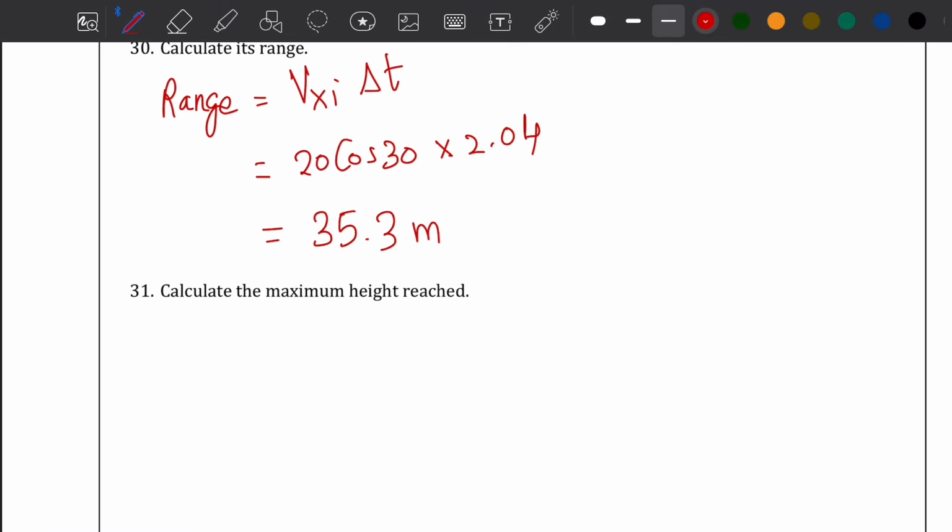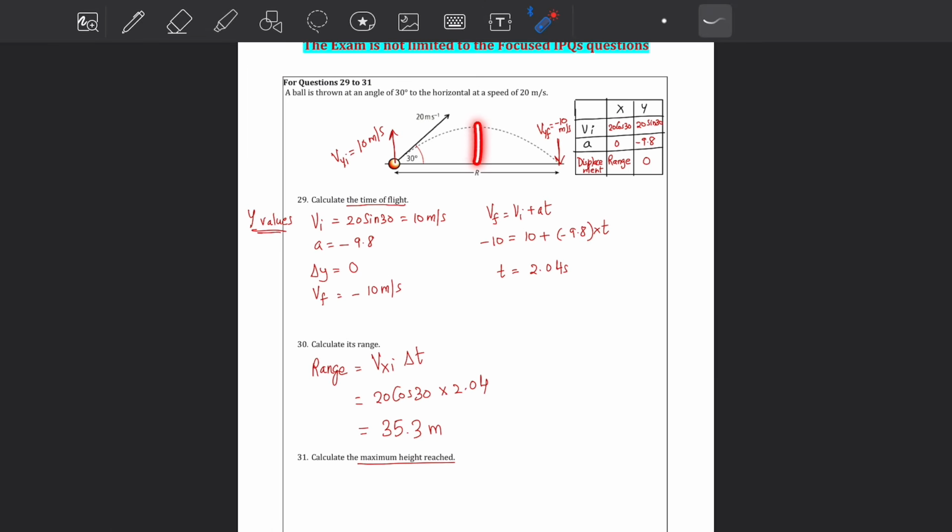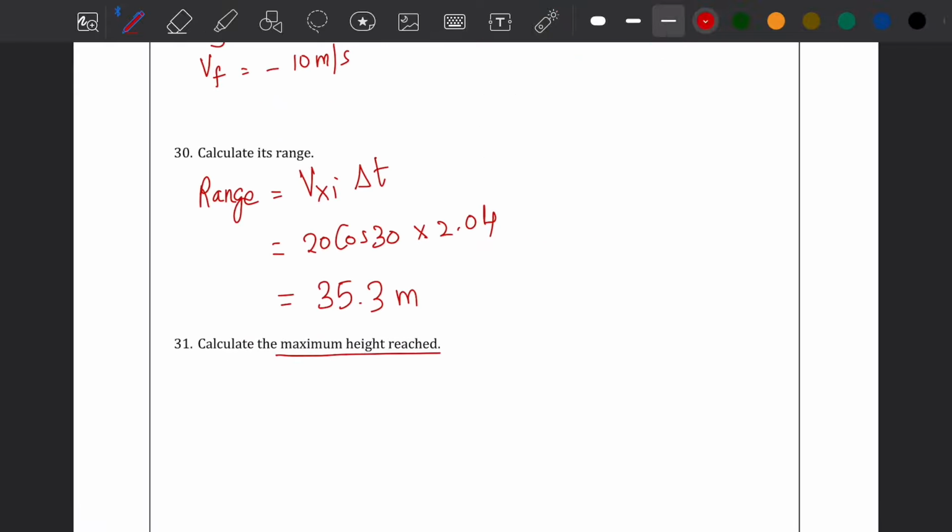Next it's asking us to calculate the maximum height. Now maximum height, this is the point of maximum height. So the ball will take half the time of flight to reach the maximum height. We already got the time as 2.04, so the time to reach the maximum height will be 2.04 divided by 2, which is 1.02 seconds.